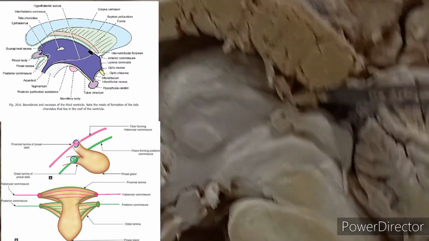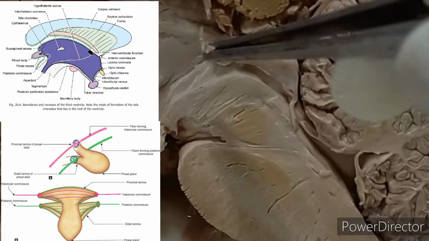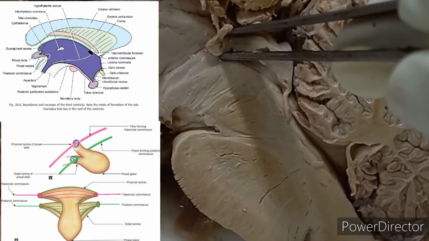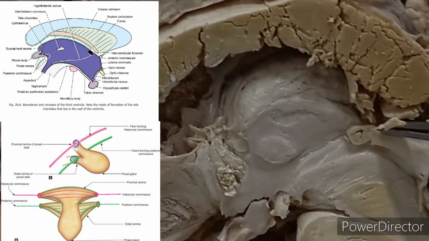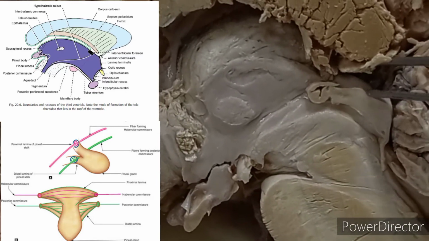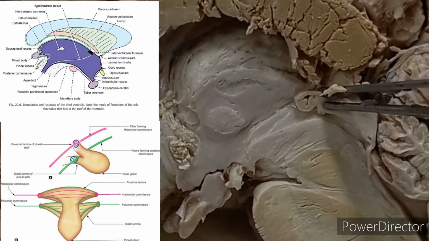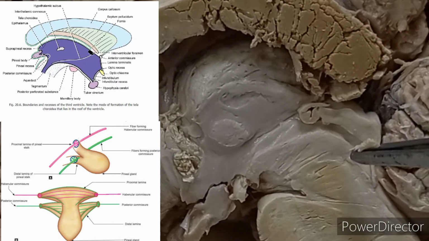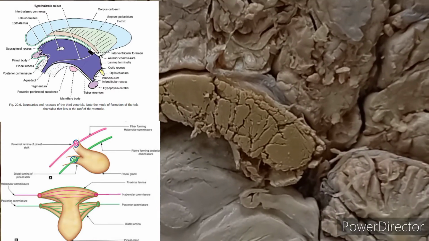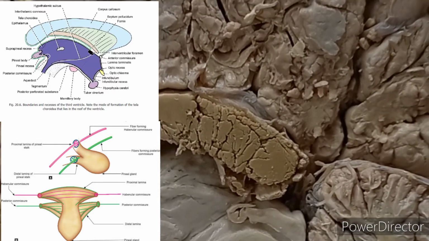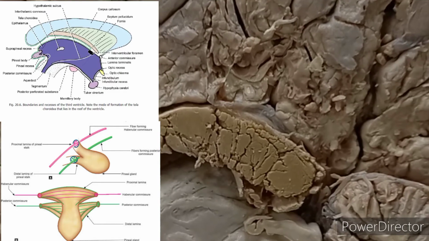The posterior wall of the third ventricle is formed, from above downwards, by the suprapineal recess, then the pineal body with pineal recess, and then the commencement of the aqueduct of the midbrain. You can see here, this is the suprapineal recess, pineal body with pineal recess, and this part is the commencement of the aqueduct.